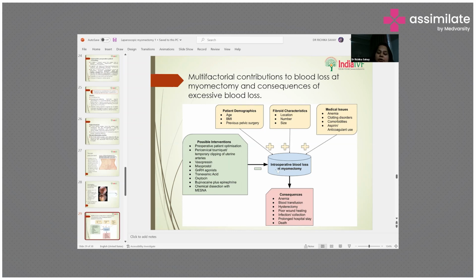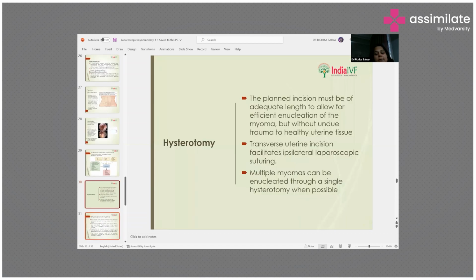So then how do we go for the intraoperative blood loss at myomectomy? The consequences are anemia, blood transfusion, hysterectomy, poor wound healing, infection, collection, prolonged hospital stay, and death also. It has happened in some cases. We have read articles where death has also happened.